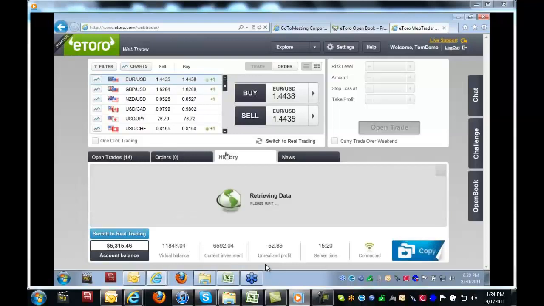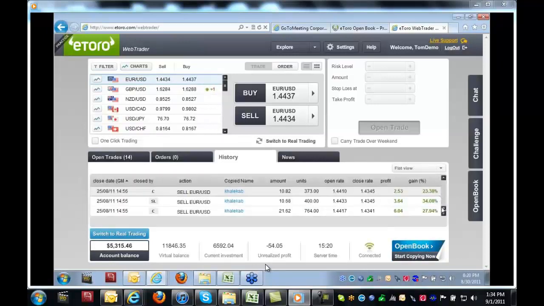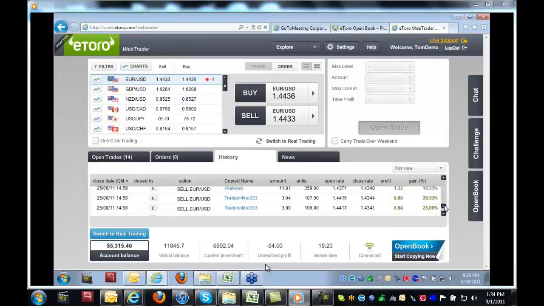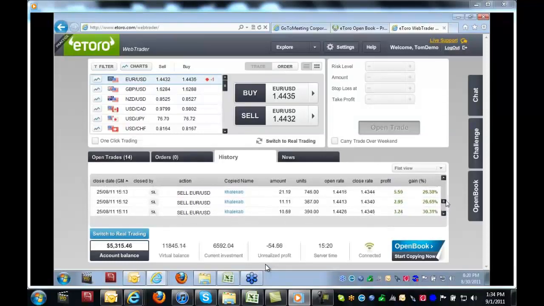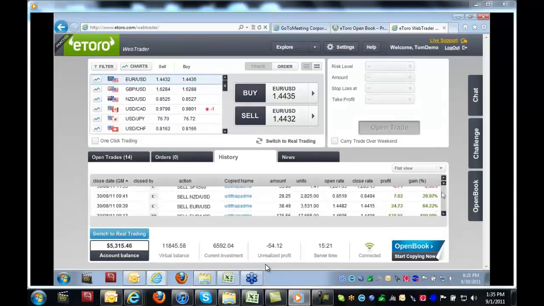Want proof? Let's go to the history, and let's look at that. Here is the history of my positions. Copied name, profit, the percentage of gain. Some of these are small, some of these are larger, but overall, look at the green. Some of them are red, yes, but much more green than red. And that's the best thing about it, because I didn't do anything here. I really didn't do anything.